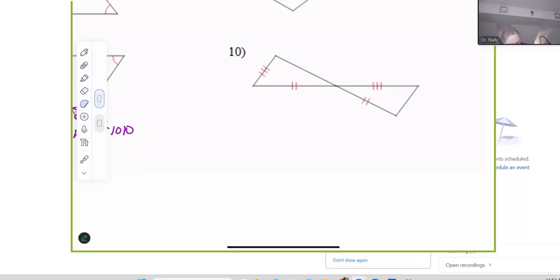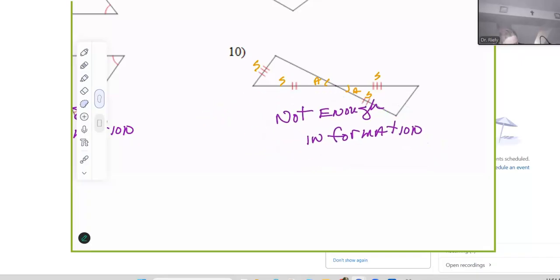And the last one, I'm going to mark the vertical angles because that is key. So that's going to give me side angle side here. But look what I have here. I have side, side, angle. They don't match. So guess what? We're back to not enough information.